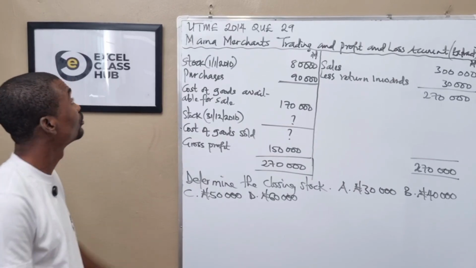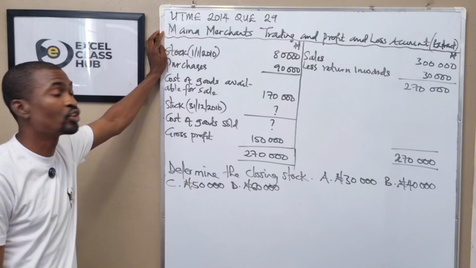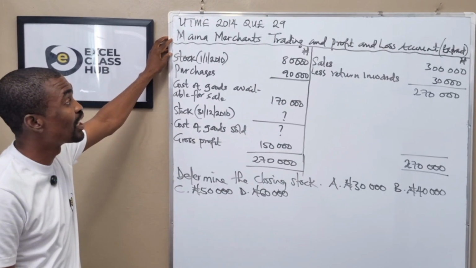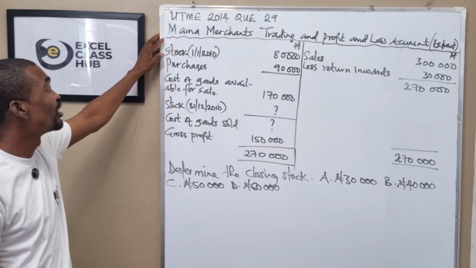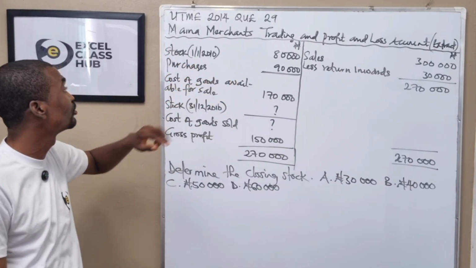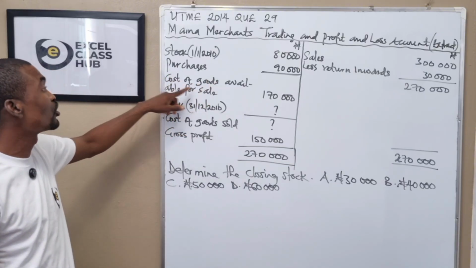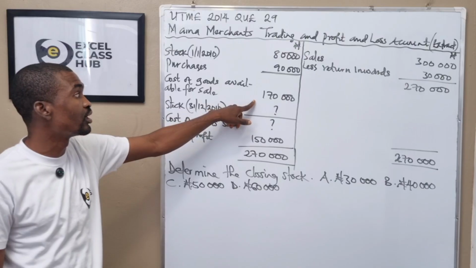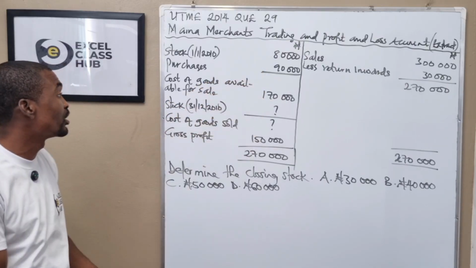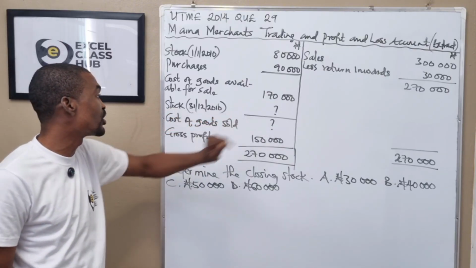All right, so this is UTME 2014, question 29. We are given the trading profit and loss account of Minor Merchants. And we have our stock. This is opening stock to be 80,000. We have purchases to be 90,000. Then cost of goods available for sale is 170,000. That's the addition of 80,000 plus 90,000. It gives us 170,000. Closing stock figure was not given.